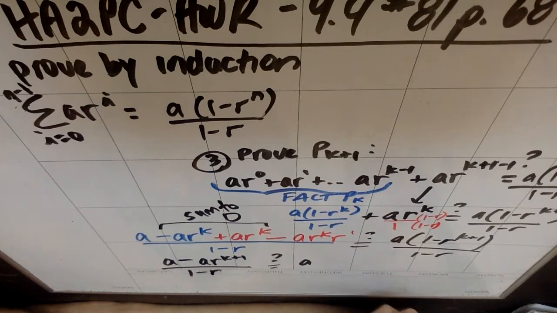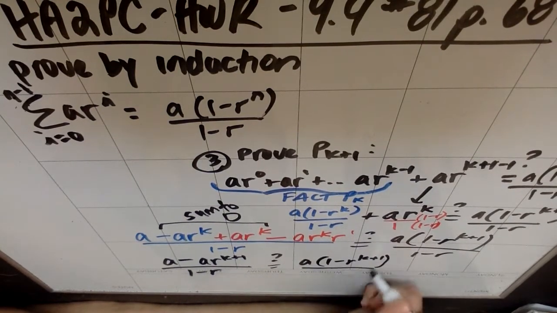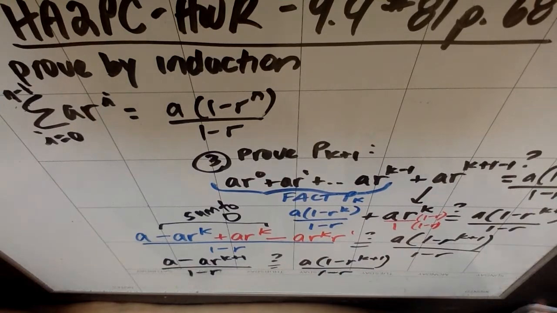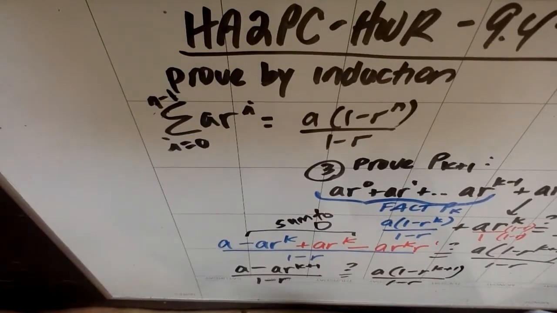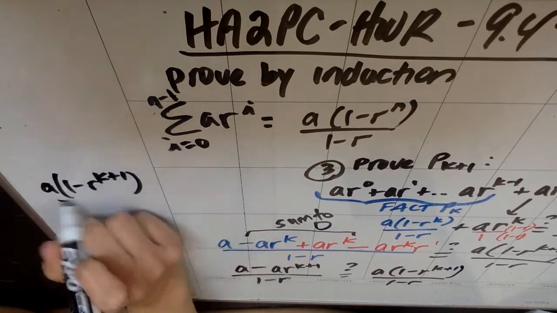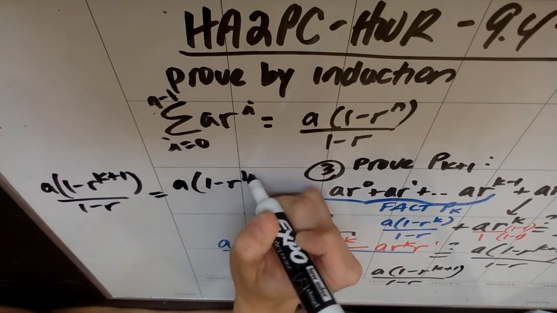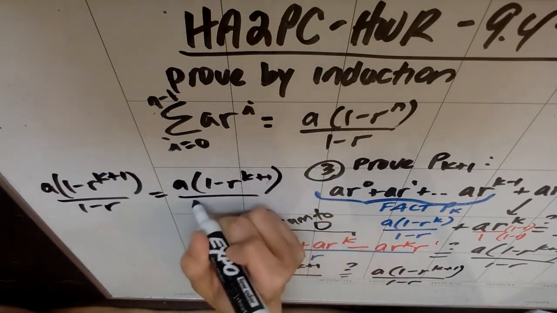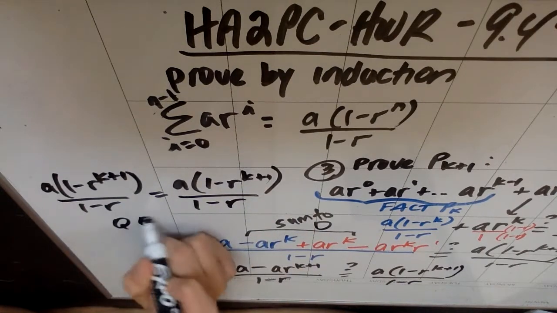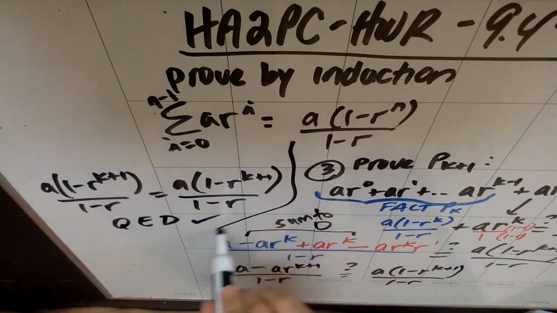Which we're going to do in a sec at the top of the board, because remember, I'm only supposed to change one side at a time. I can't do things to both sides. So I'm going to just transfer this over to here. If I factor out an a from here, I'm going to get a times 1 minus r to the k plus 1 all over 1 minus r, equals exactly the same thing on the other side, and that is my proof by induction, right? Q.E.D. My left side equals my right side, and I am all done, right?